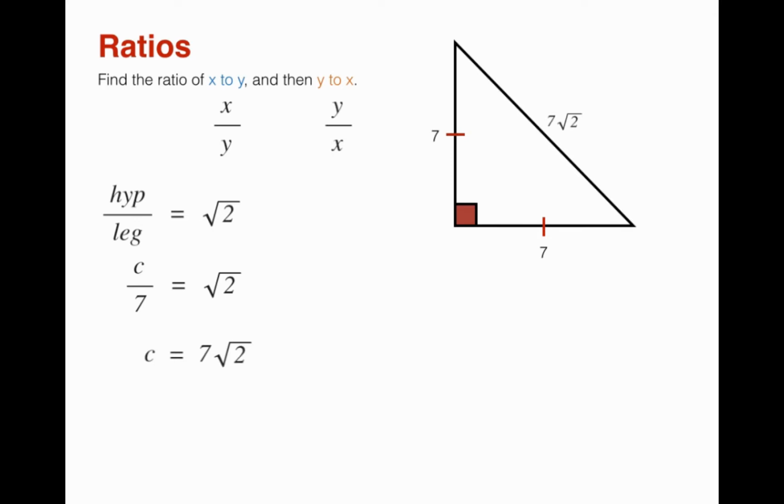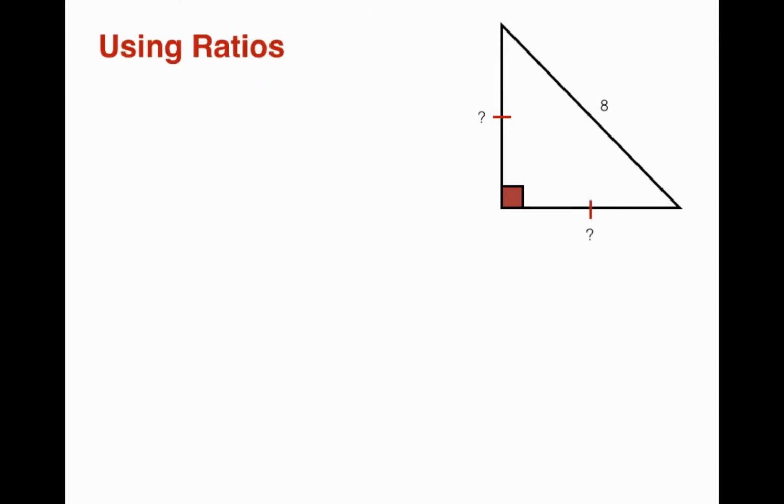And now the triangle is solved. I know all of the sides and I know all of the angles. Let's use some ratios. This time I know the hypotenuse is 8, but I don't know the sides. Yet I know they're the same, so therefore it has to be a 45-45-90. I'll call one of the sides x.